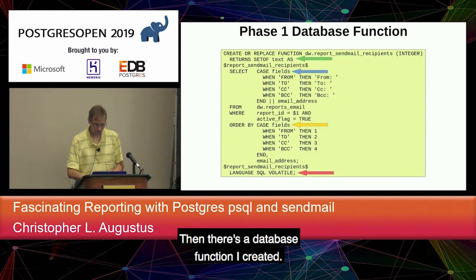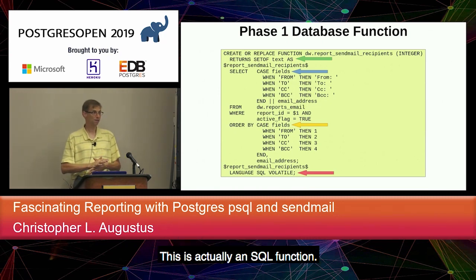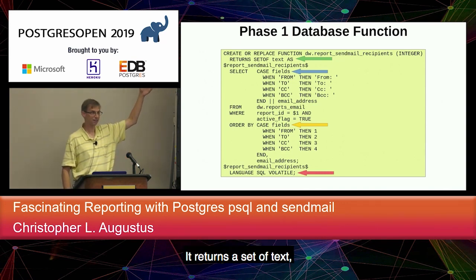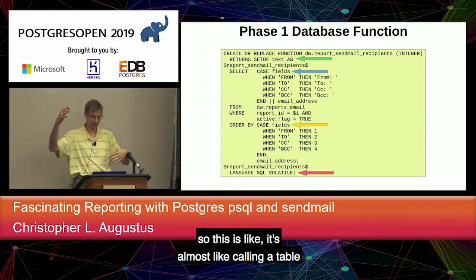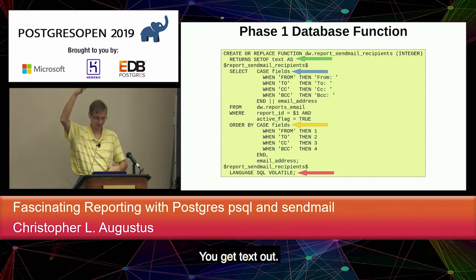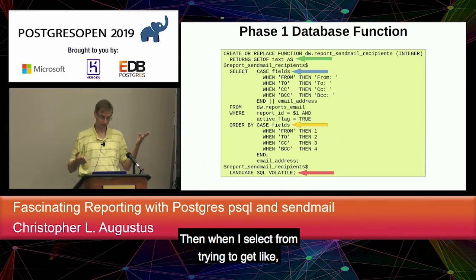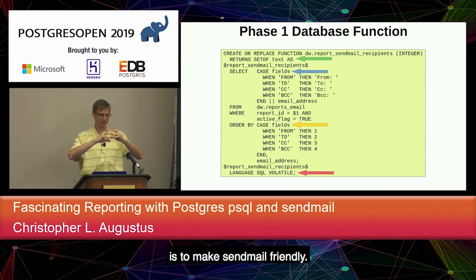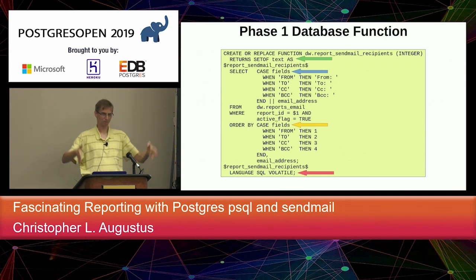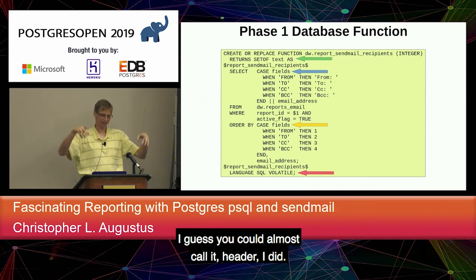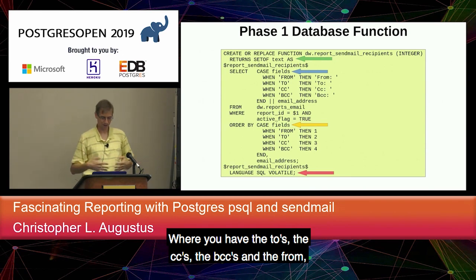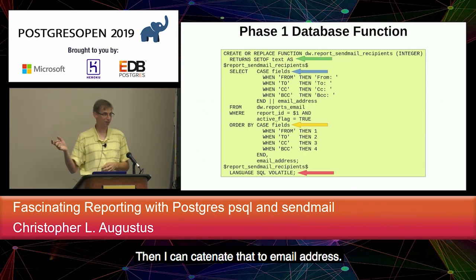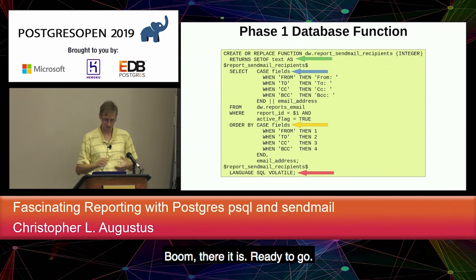Then there's a database function I created, and this is actually an SQL function. And one of the cool parts is up at the green arrow, it returns a set of text. So it's almost like calling a table when you call this thing. You get text out. The whole point of this function is to make send mail friendly. I guess you almost call it a header idea, where you have the twos, the CCs, the BCCs, and the from. I just format that in there, and then I concatenate that to the email address. Then boom, there it is, ready to go.